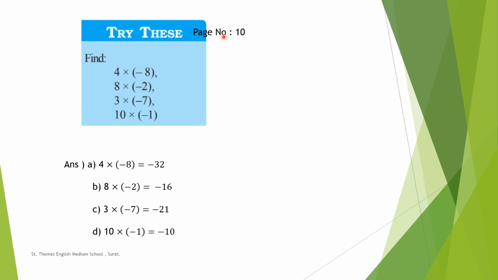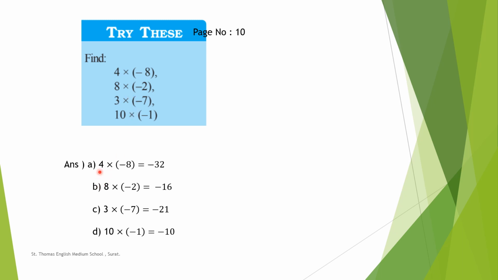Now take page number 10. Try this. Find 4 multiplied by minus 8, 8 multiplied by minus 2, 3 multiplied by minus 7 and 10 multiplied by minus 1. It's written, do it by number line, but we are not going to teach you number line here. As usual, multiplication we will do here. It's clear? So no need of solving this sum by using number line.